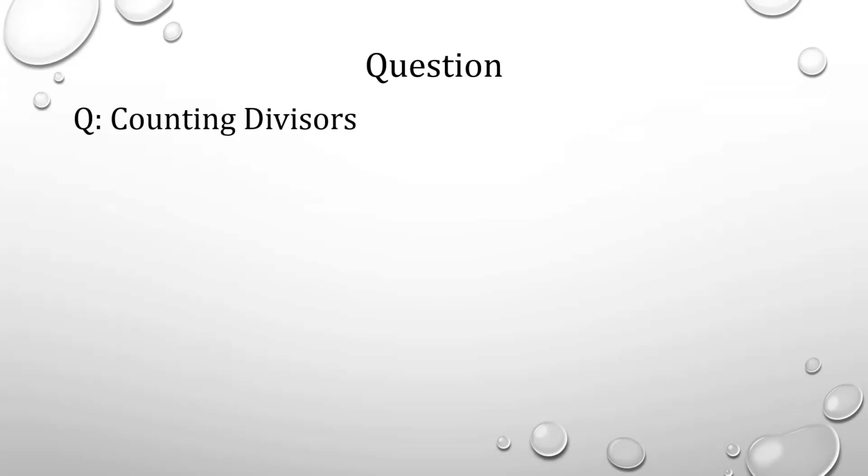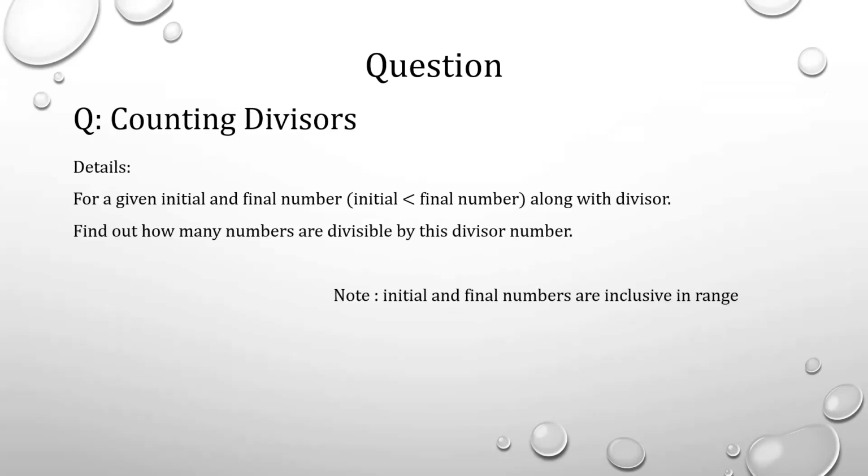Today's problem would be related to counting divisors. So let's have a look at the details of the question. In this, the question says we would be given three numbers. First, the initial number, then the final number, which gives us a range between these two, and the divisor.